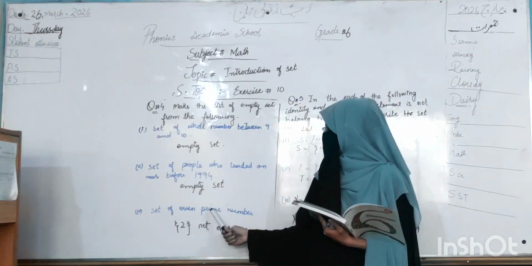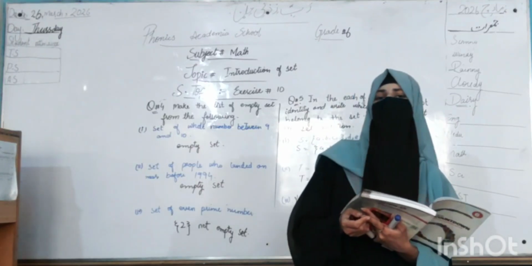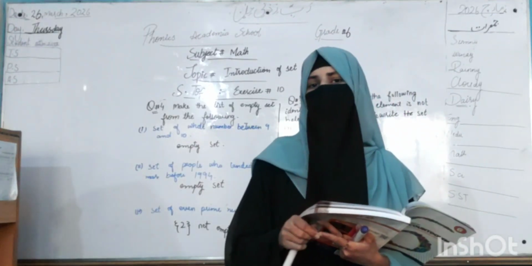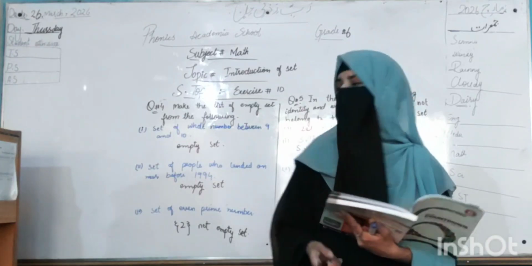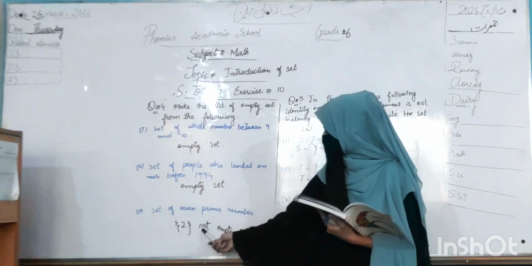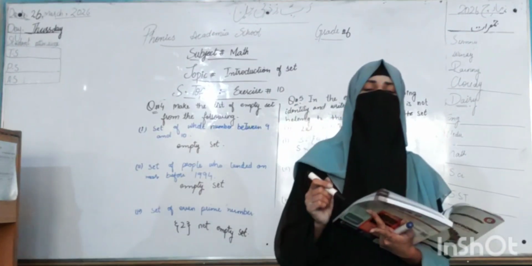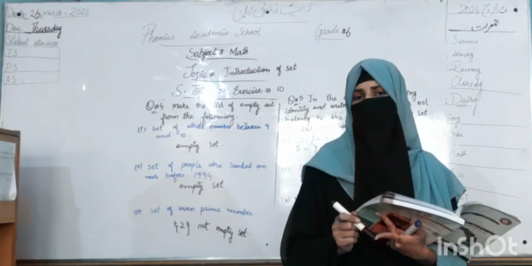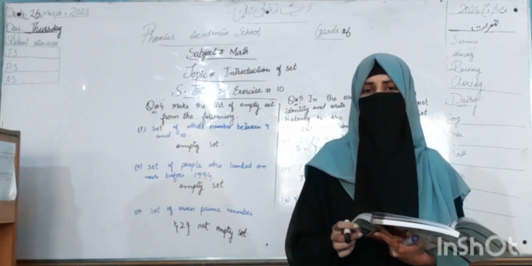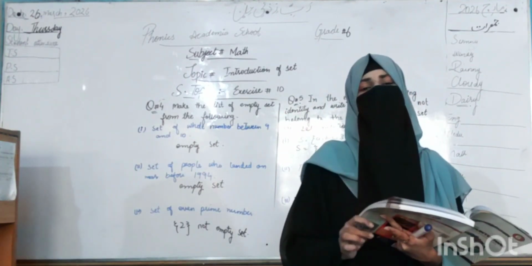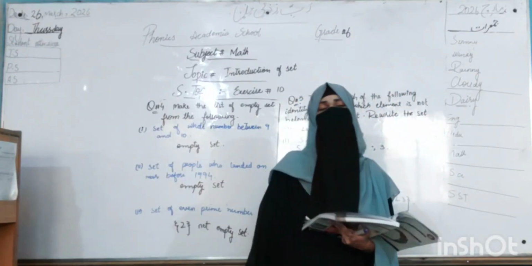Last set, set of even prime numbers. So students, you know that the only even prime number is 2. So it has a member, 2, because the even prime number is 2. It's not an empty set because its member is 2. When you have a member in your set, it's called a non-empty set. But if you have no member, it means an empty set. A member should be present in the bracket. It means non-empty set, and if a member is not present in a set, it means an empty set.